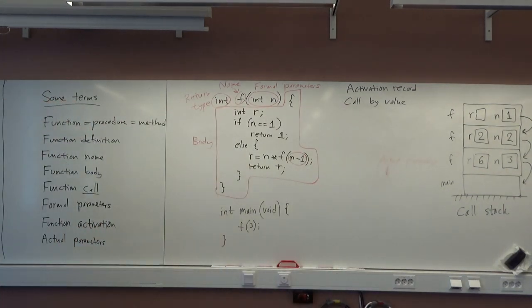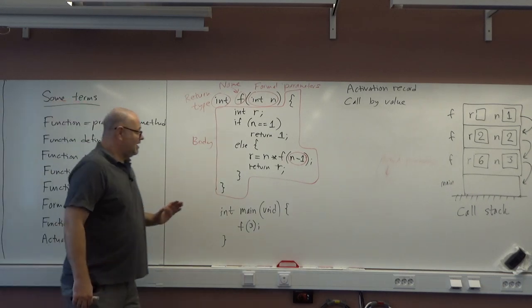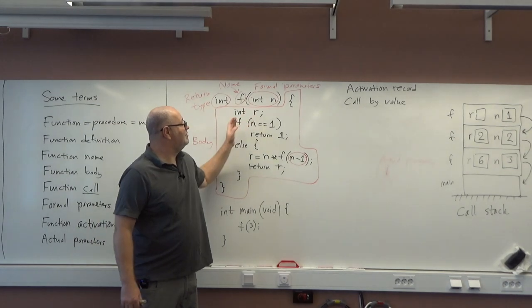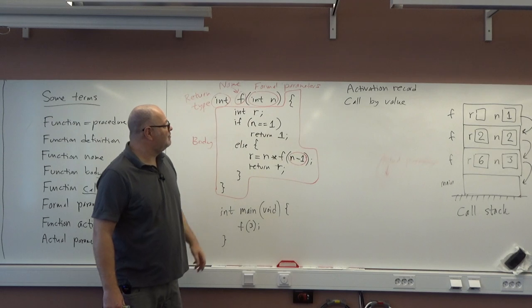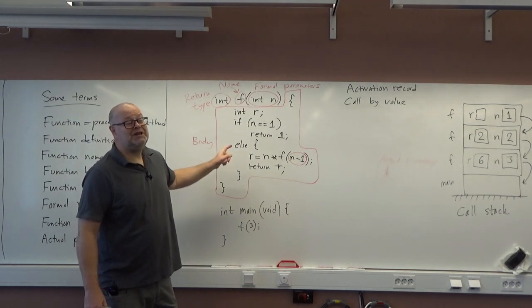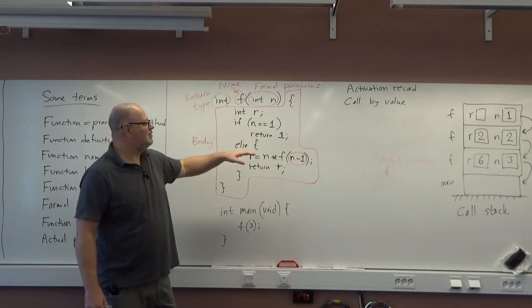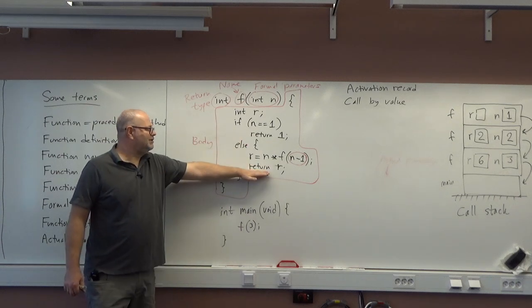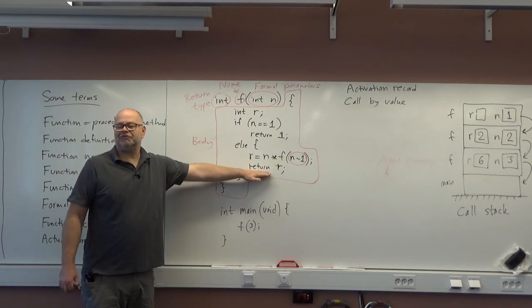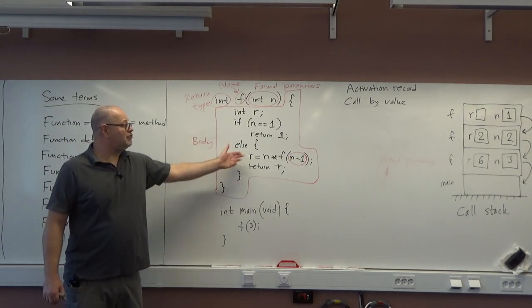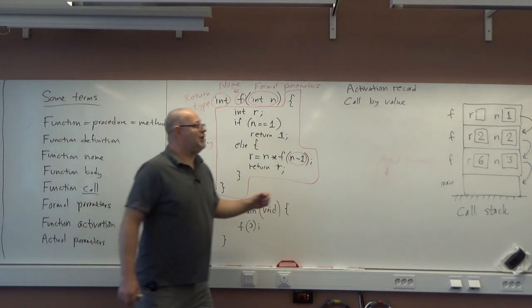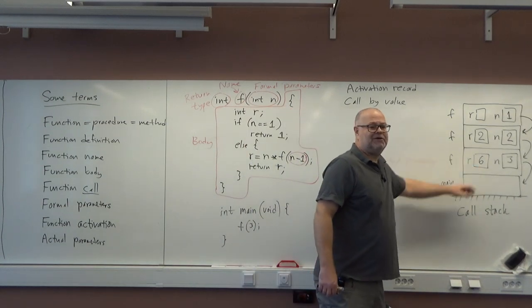We'll see later that we will have more things in this activation record than just these variables, the parameters and the local variables. For example, you need a return address. When program execution gets to the return statement or the end of the function, it needs to jump back to where the function was called from. So you need a return address in the activation record and possibly other things.